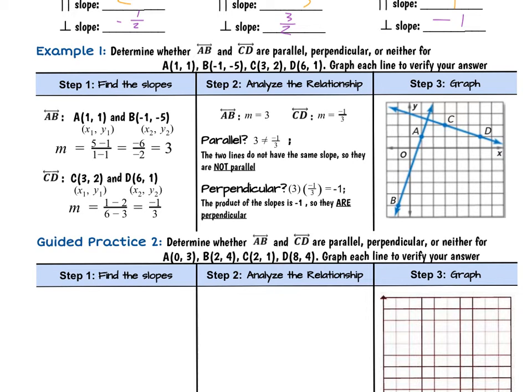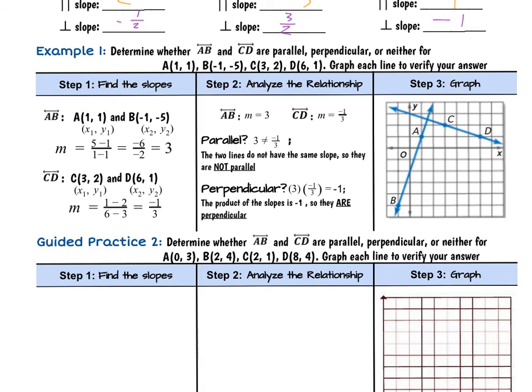Are they perpendicular, though? To identify if they're perpendicular, we're going to take our two slopes, multiply them together, and we should get a -1. 3 times a negative 1/3 does equal negative 1. The product of the slopes is negative 1, so they are perpendicular. Last step, we graph it out.